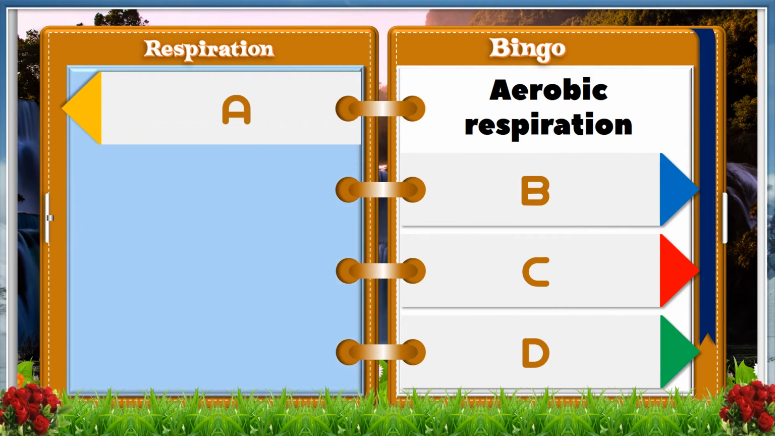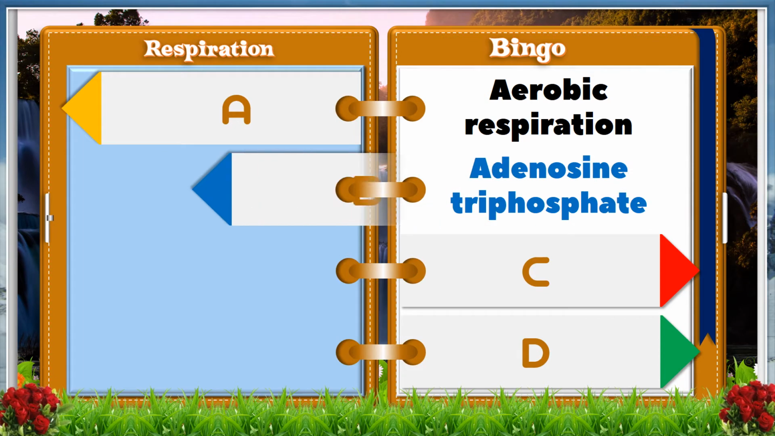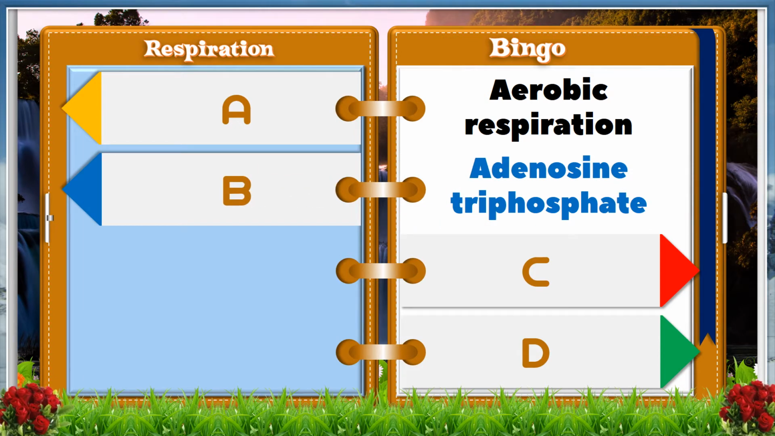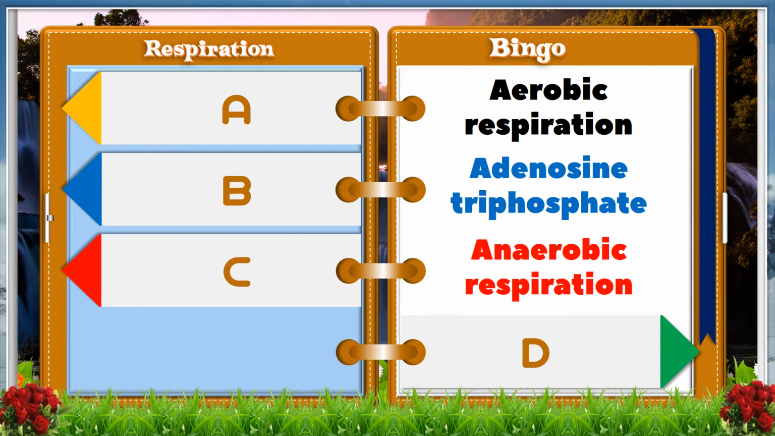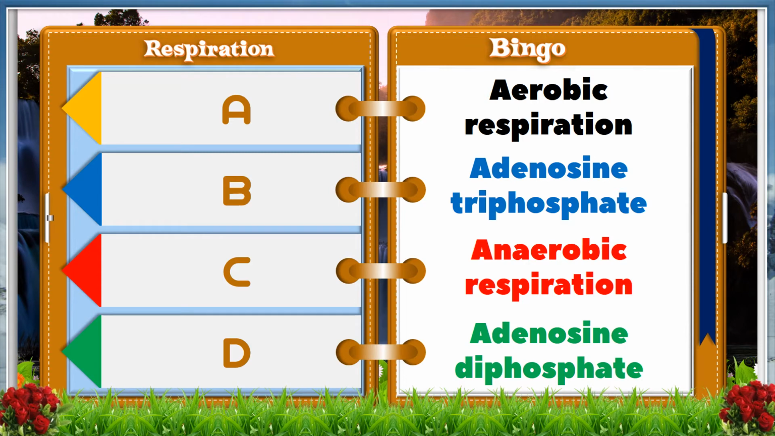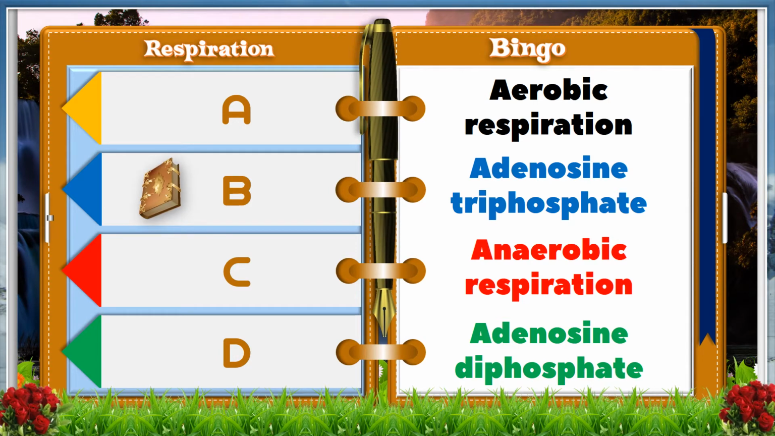A. Aerobic respiration. B. Adenosine triphosphate. C. Anaerobic respiration. D. Adenosine diphosphate. And the answer is B. Adenosine triphosphate.